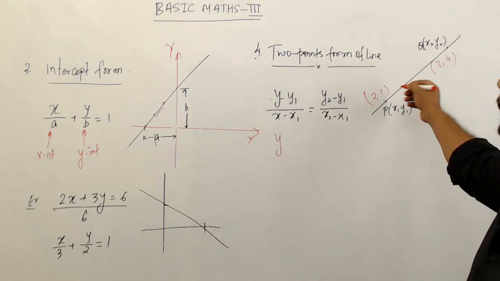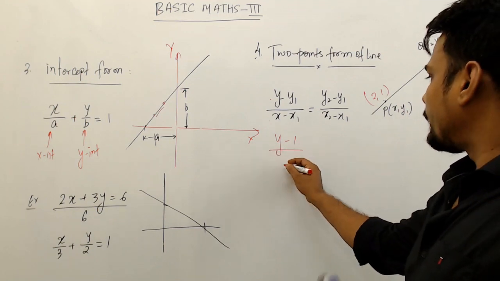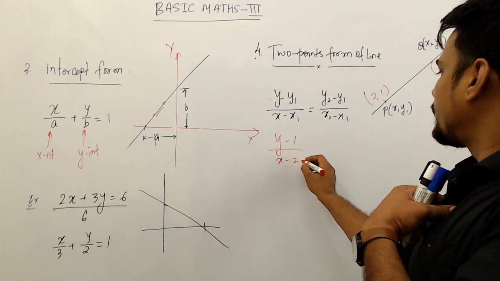So y minus y1. So let's suppose that is going to be 1, and we have, let's say, x minus x1, which is 2 over here.